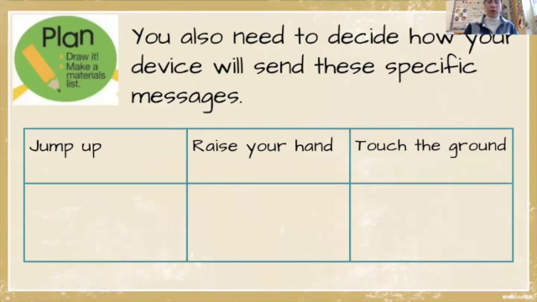I asked you guys to complete this table to tell me how you would send the message jump up, how you would send the message raise your hand, and how you would send the message touch the ground. For example, if your device uses light, maybe jump up was 1 flash on your device. Maybe raise your hand was 3 flashes. Same thing if your device used sound. 1 shake, 4 shakes, whatever it may be.